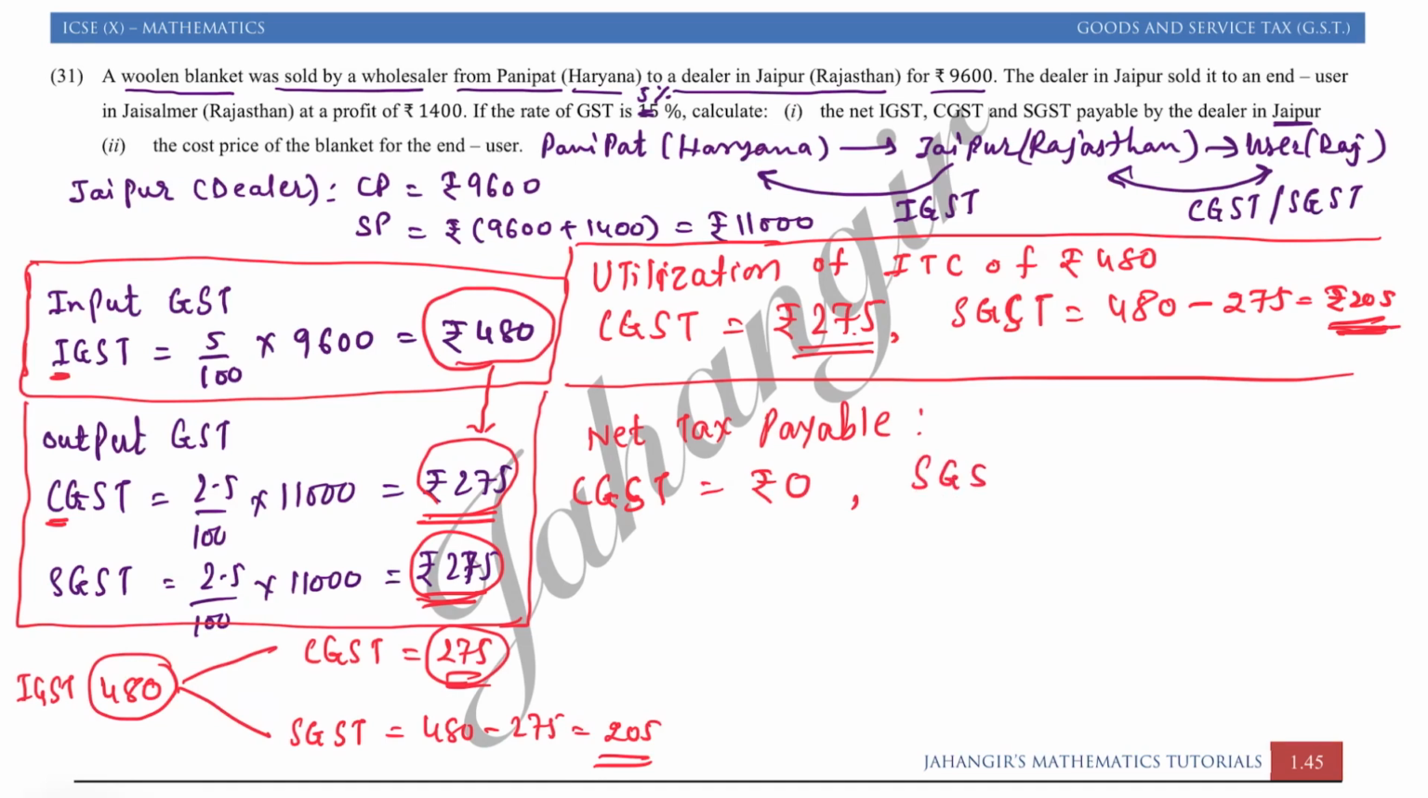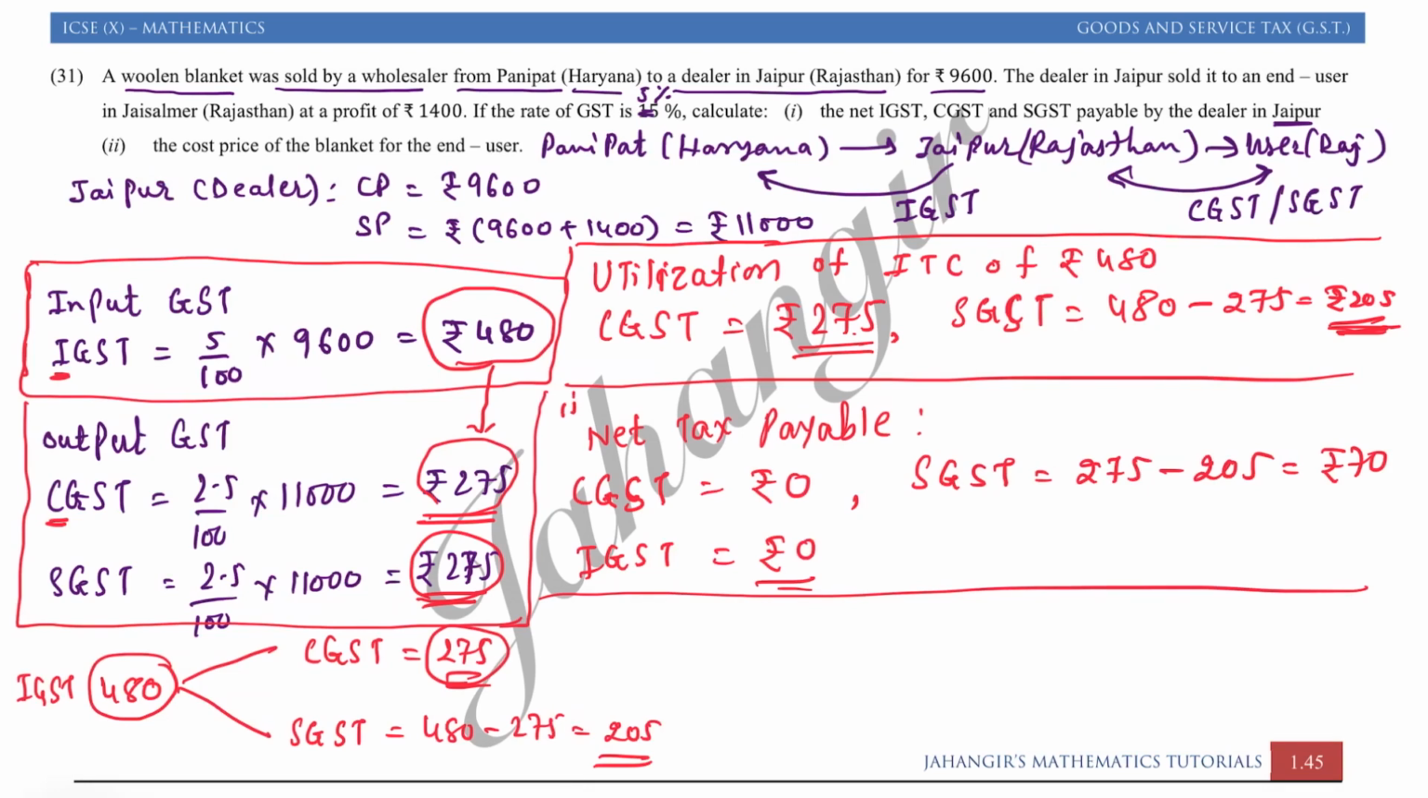Now how much was the payment in SGST? Output is 275, out of that 205 rupees has already been adjusted, so net payable is 70 rupees. IGST will be 0 because the sale is not interstate, it is intrastate, so it should go to the central and state government as CGST and SGST. This is the answer for the first part.